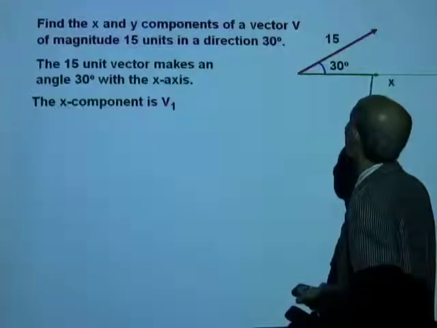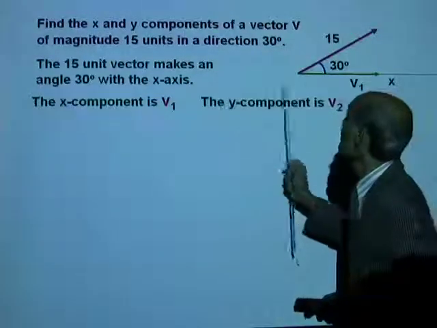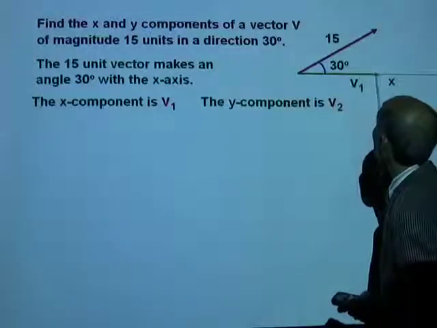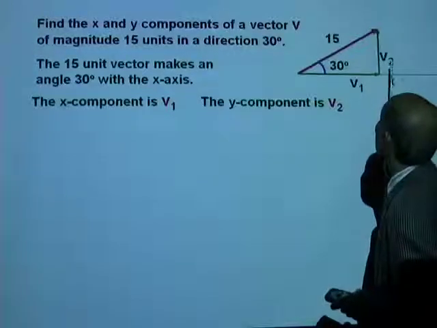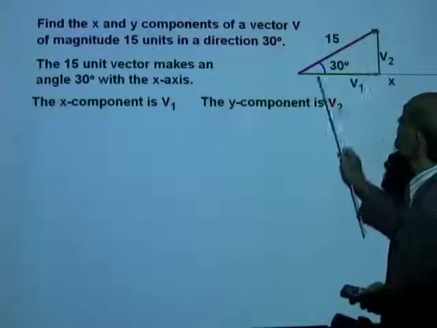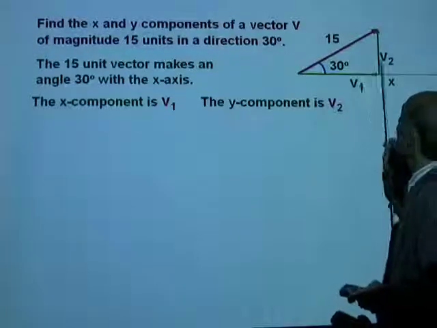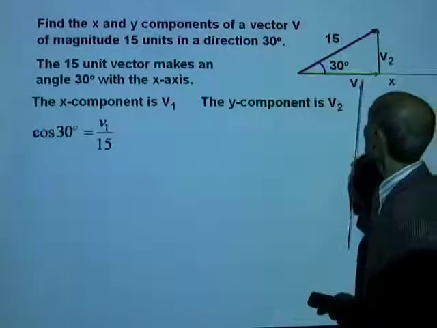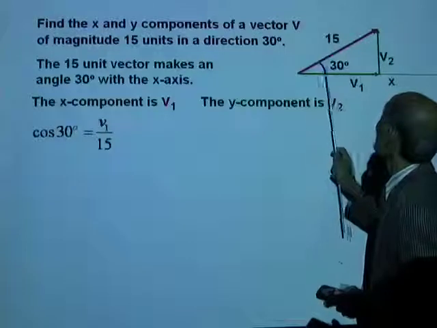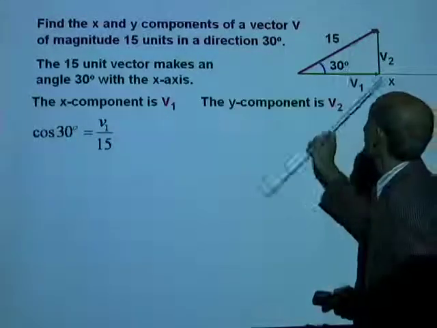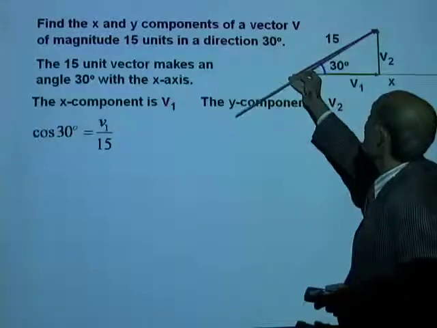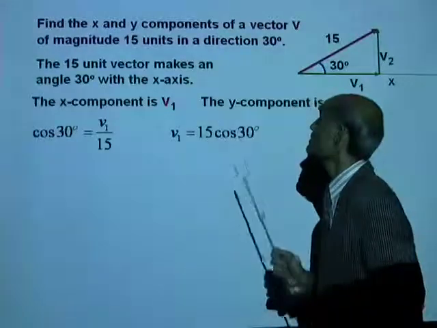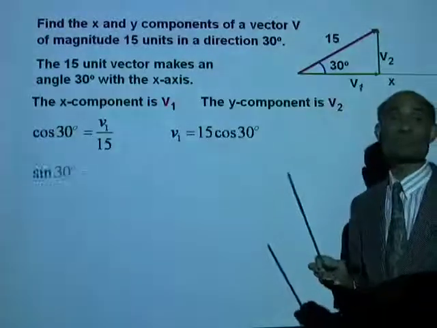v1 will be this vector. Let's also write the y component. If v2 is the y component, this will be v2. So this vector has the x component v1 and the y component v2. Alright, let's find the values of v1 and v2. In this triangle, v1 divided by 15 is cos 30 degrees. Therefore, v1 equals 15 cos 30 degrees.